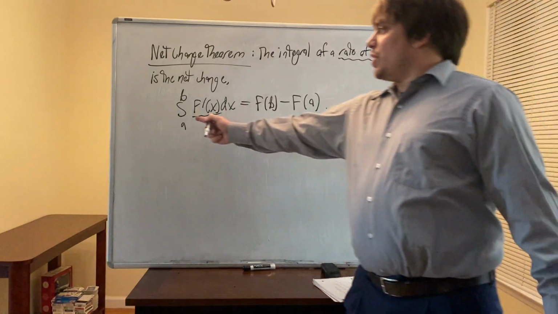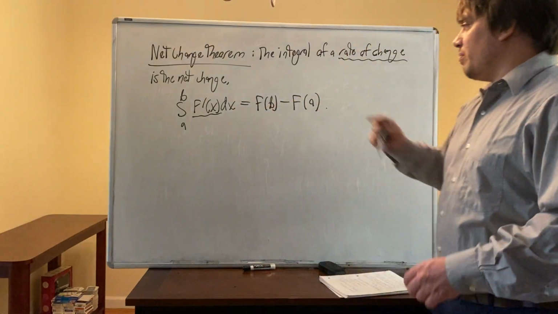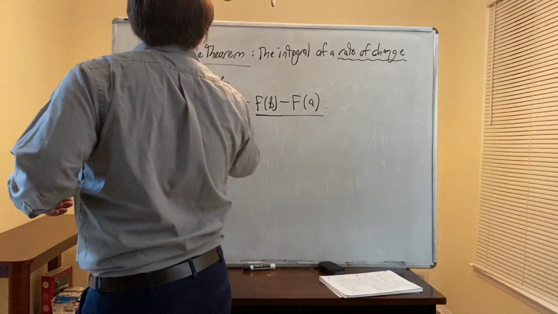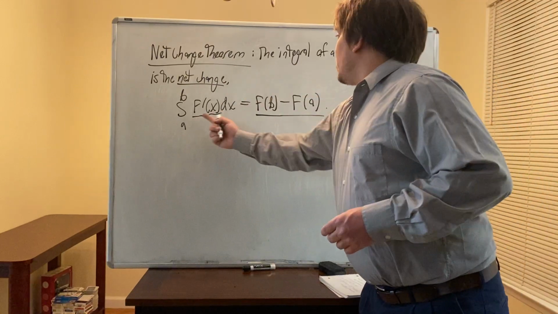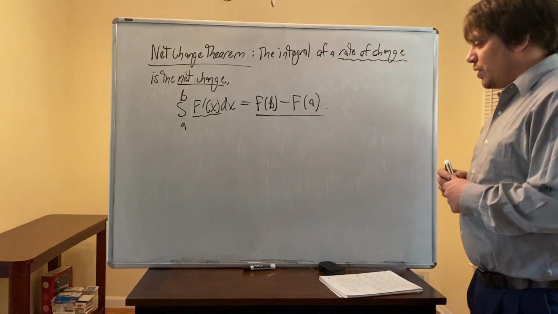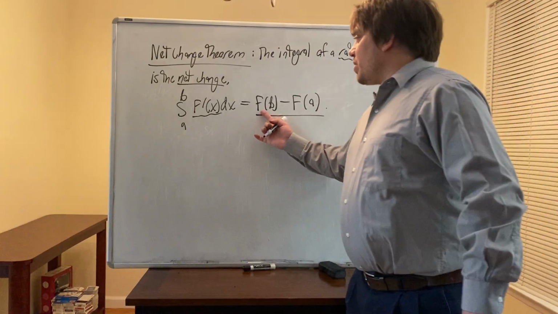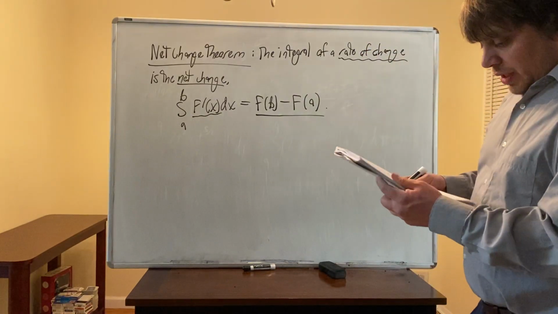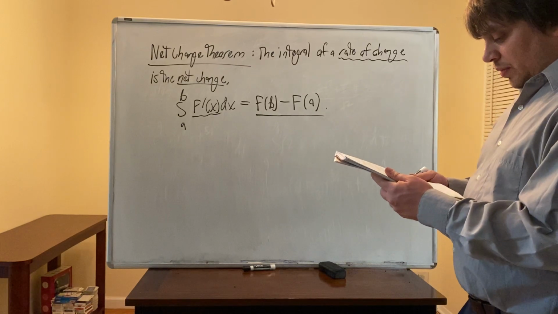So the integral of a rate of change is the net change. Net change meaning the difference of capital F from a to b, or capital F of b minus capital F of a. This is the net change. This is the rate of change. So the integral of a rate of change is the net change. That's the net change theorem. Capital F is a function whose derivative is the integrand. That's shown there by having capital F prime of x there. Okay, so that's the net change theorem.